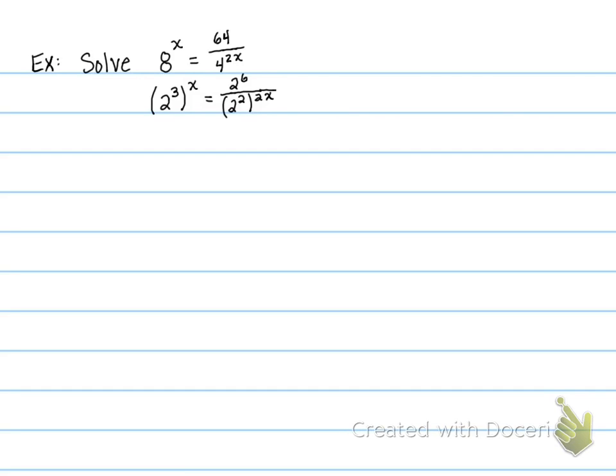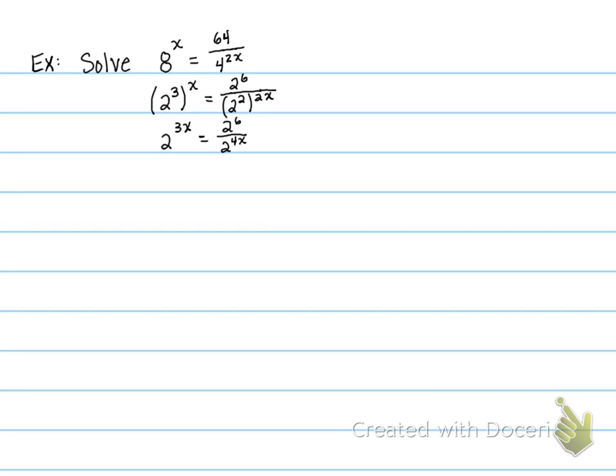And now we have to use our exponent rules. So remember that raising an exponential expression to another exponent, we just multiply the exponents. So on the left side, we have 2 to the 3x. And on the right side, we have 2 to the 6th over 2 to the 4x. And as you get more comfortable with these, you can jump right to that step. Like if you don't write 2 to the third raised to the x, that's fine. If you know it's going to be 3x, you can just write that.